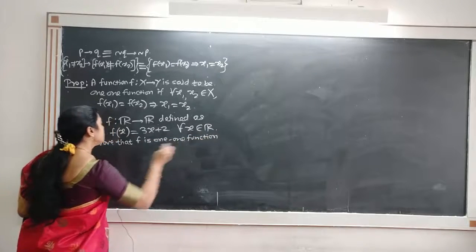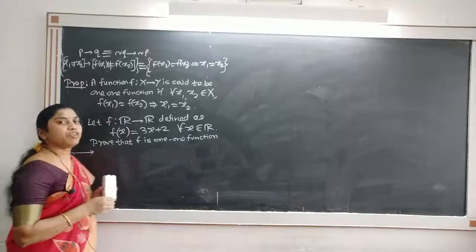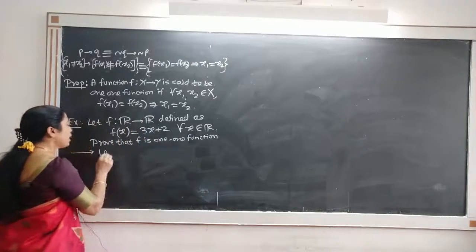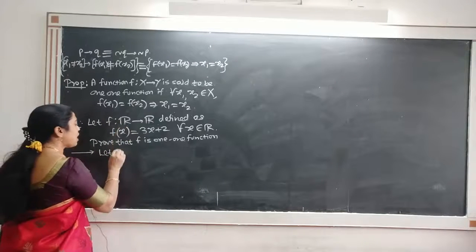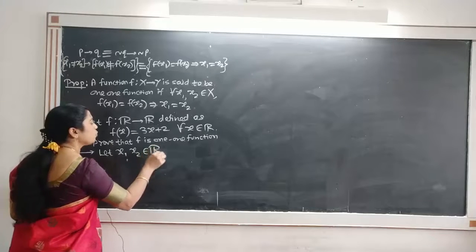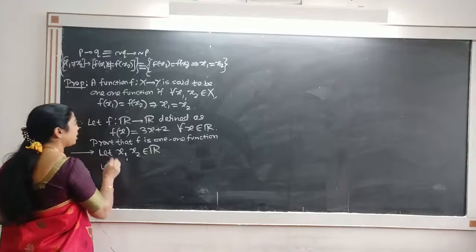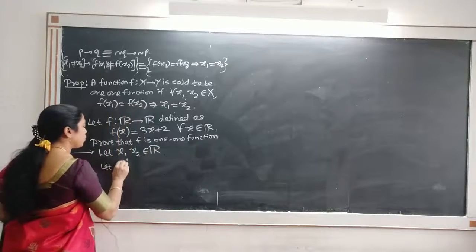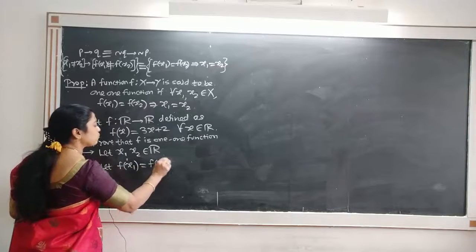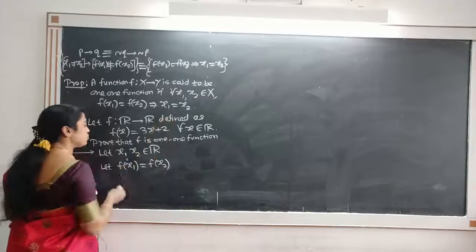So instead of using the definition, I will prove this using the proposition. Start with any two elements from the domain, that is R. So start with x1 and x2 belonging to domain R, and let f of x1 be equal to f of x2. We want to reach x1 is equal to x2.